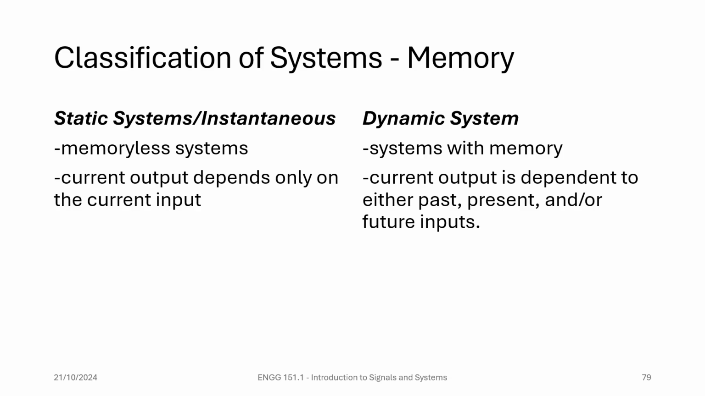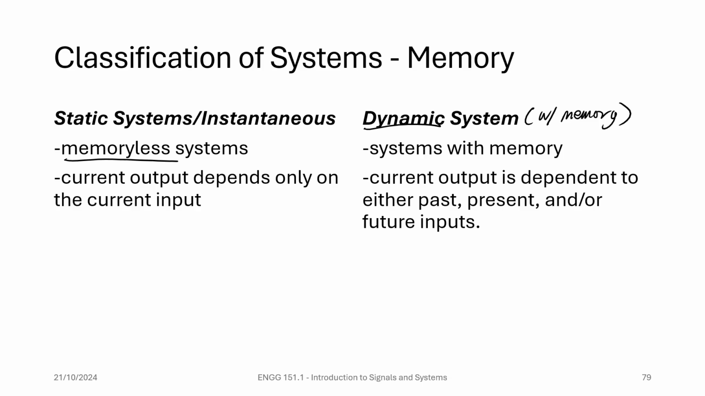Now, let's talk about memory. Some systems have memory, others do not. When a system has memory, meaning the current output is dependent on the past, present, and or future inputs, that is what we call a dynamic system. So this is a with memory system. Yung ibang books kasi tawag dito with memory. However, if the system does not depend on the past or future, it only depends on the current input, therefore the system is static or instantaneous, or sometimes called a memoryless system.